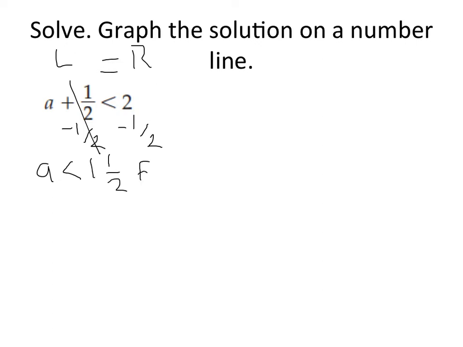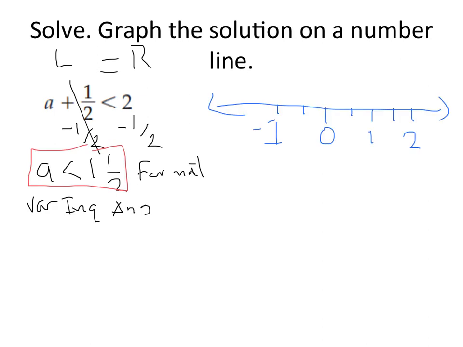Now I'm going to check my format to make sure it's correct. I have my variable, I have my inequality, and I have my answer. Now that I have my answer in the right format, it is going to make graphing easier. Here's my number line. It's got enough information for me to graph my answer. I am going to put a circle where 1.5 is, and I have 2 circles to choose from.